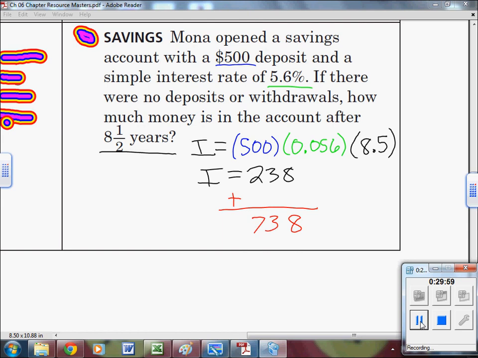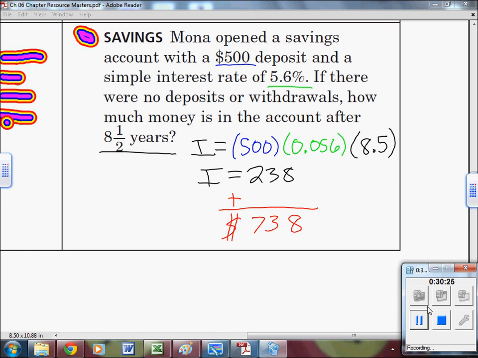So let's see, that's 738. That's how much money her account's worth. Her account is worth $738, and that's what she now has after 8.5 years. For doing nothing but putting the money in the bank for the bank to use until you're ready to take it out, she made money just from doing nothing. That's one of the reasons why people keep their money with financial institutions.